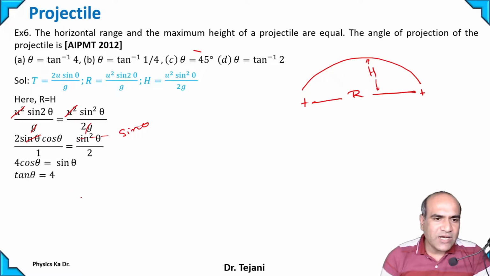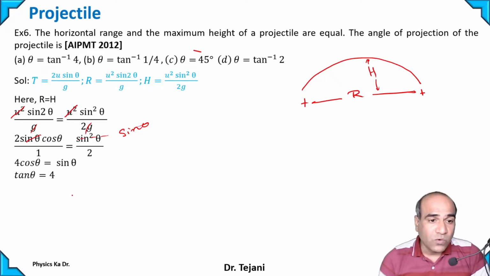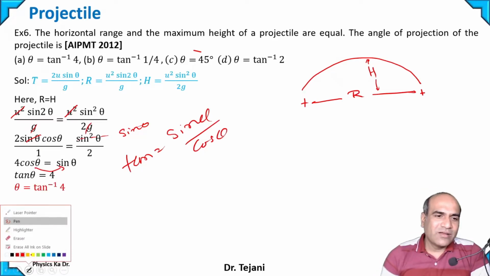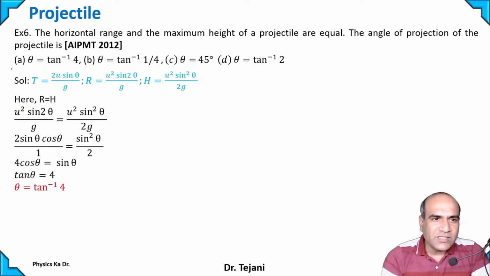So tan theta is equal to 4, because tan theta is equal to sine theta by cos theta. You can put cos on the opposite side. So theta is equal to tan inverse 4. Answer number 1 is the correct answer.